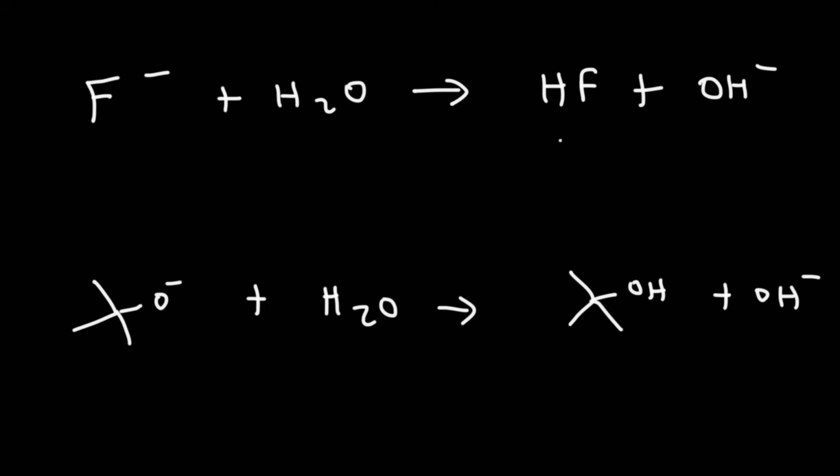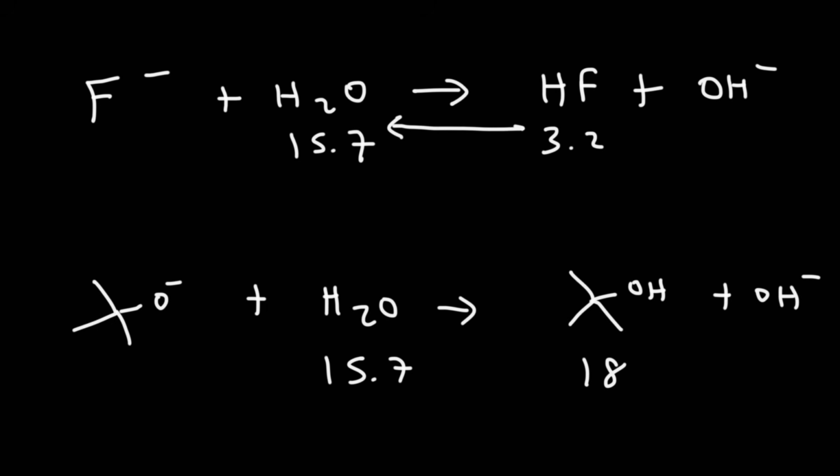The pKa for HF is 3.2. For water, it's 15.7. And for terbutanol, it's about 18. So the first reaction, would you say it's product favored or reactant favored? Well, this is the weaker acid because it has a higher pKa, so this is going to be reactant favored. This one is the weaker acid. It has a higher pKa, so this is going to be product favored.